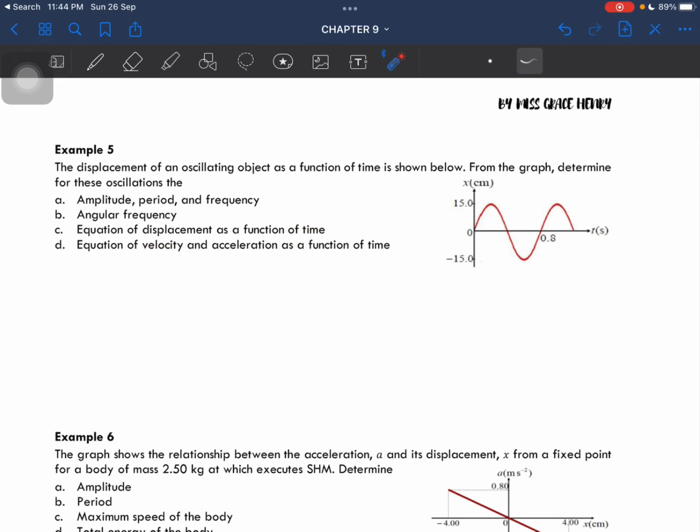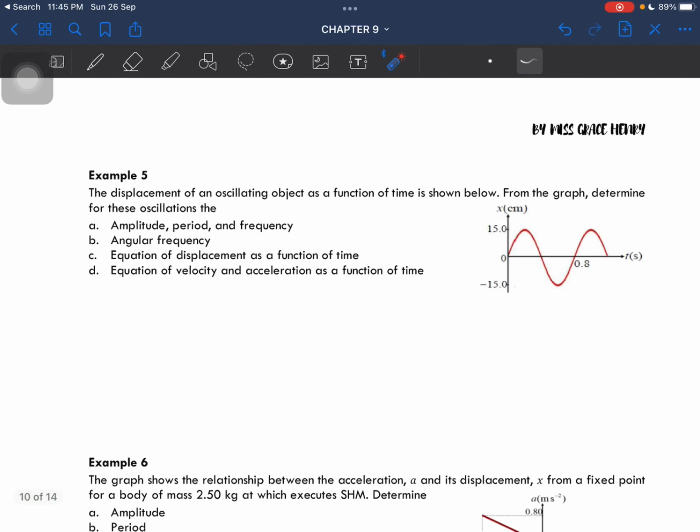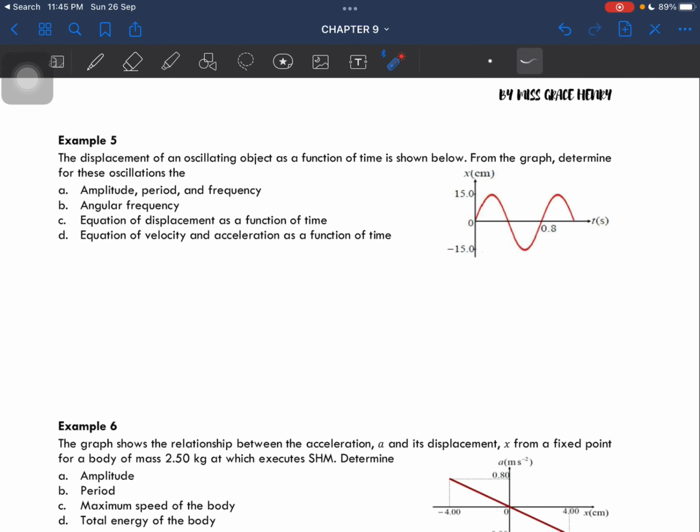So this one is a question based on a graph. That's why you have to be able to understand what the graphs given here mean. Okay, so this one is for displacement against time.